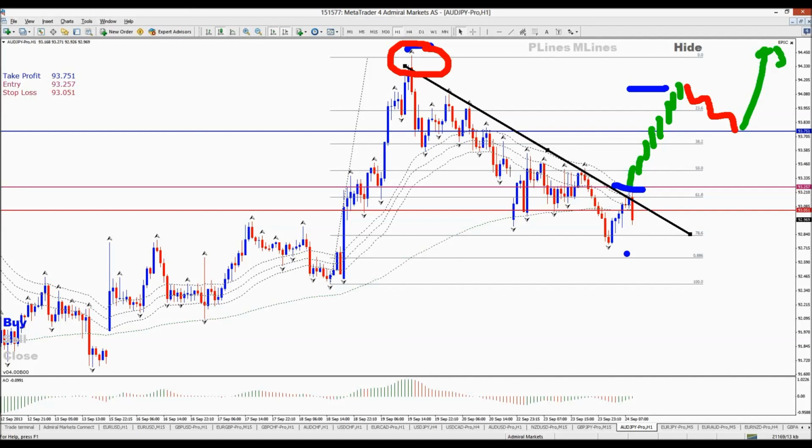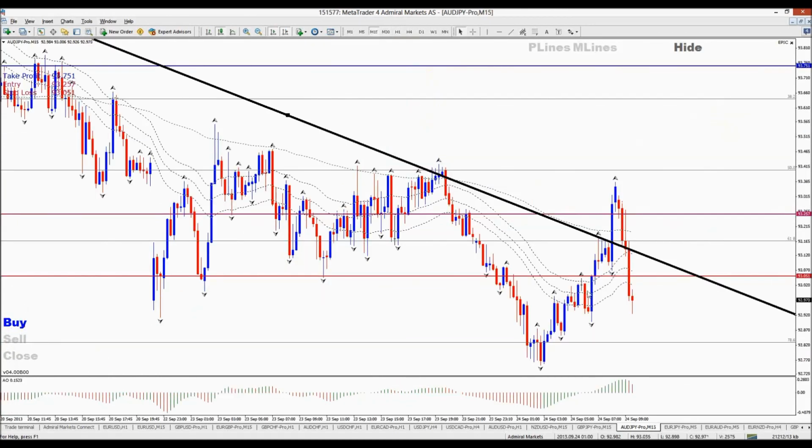Well, if you want a confirmation on lower time frames, nothing wrong with that. There's absolutely nothing wrong with doing that. You can definitely do that. Wait for the confirmation. No problem at all.